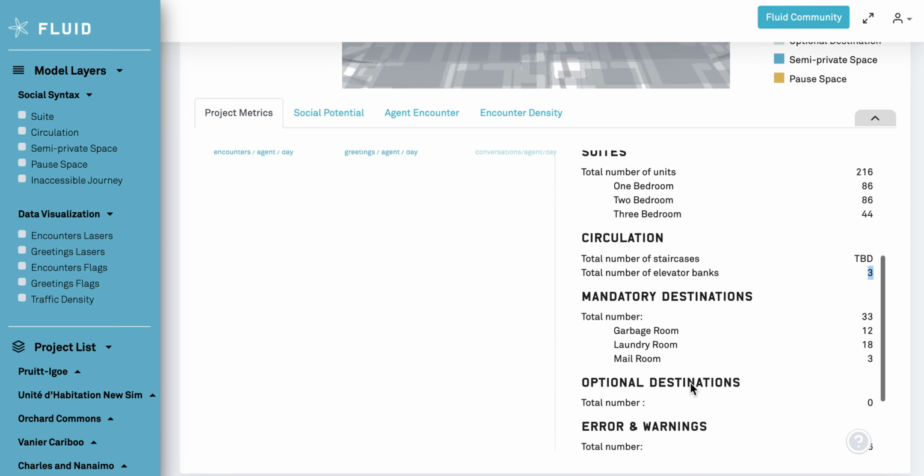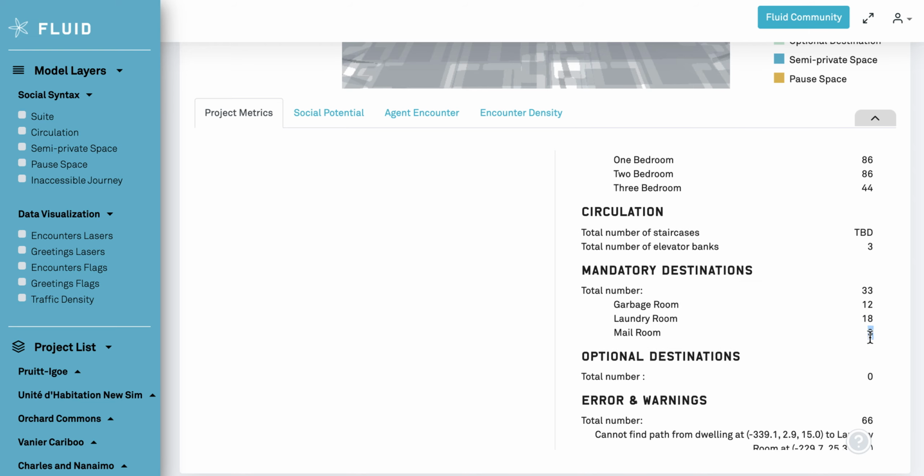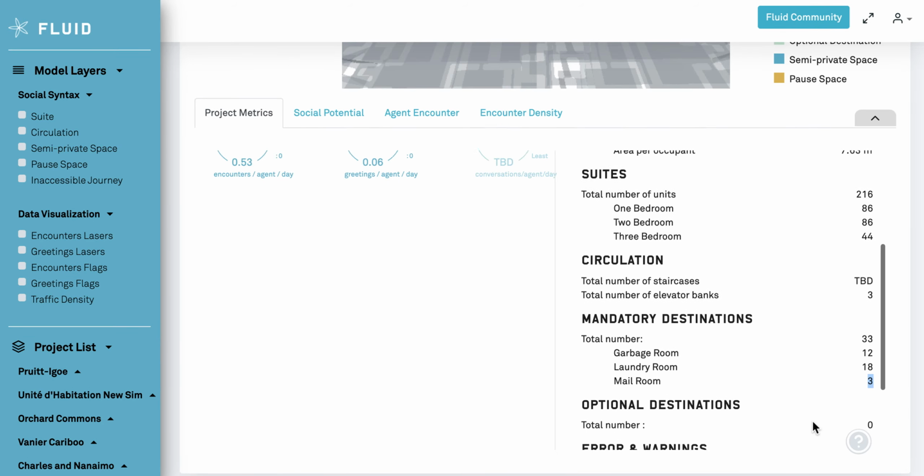We also have destinations, garbage rooms, laundry rooms, mail rooms. And you can see there's a lot of laundry rooms and a lot of garbage rooms. So we have a mechanism for which they do that. And once again, you can see 3 mail rooms. It's 3 separate buildings that happen to be put together. And there's some error warnings, some places where we can't get to each other.